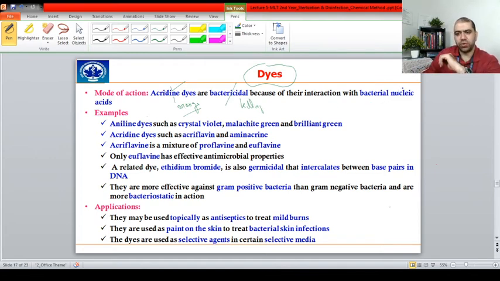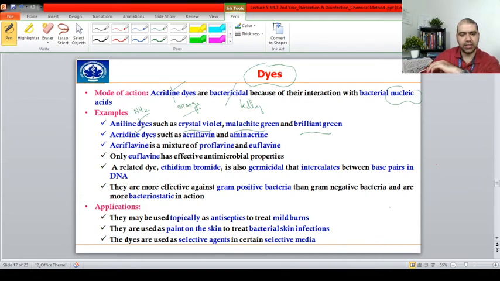Now, because of their interaction with the nucleic acids, that's either DNA or RNA, these can have an effect on the microorganisms. One dye is aniline dyes, which contain an amino group. They can be crystal violet, malachite green, or brilliant green. Remember that you use this dye for staining gram-positive bacteria. Malachite green is a component of many growth media. Same is the case with brilliant green.